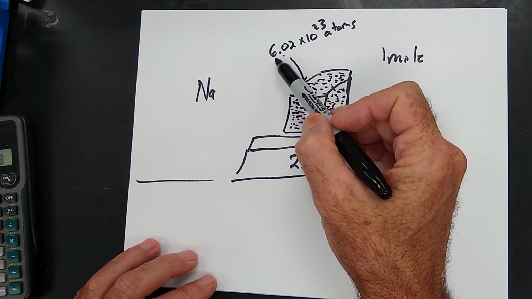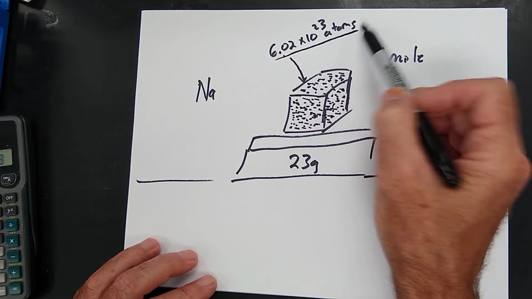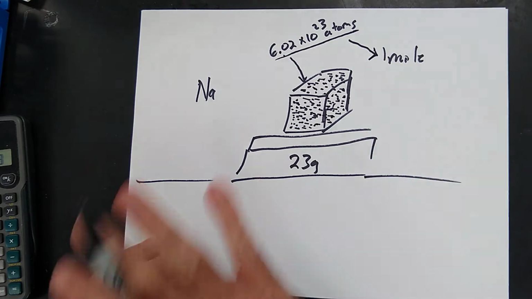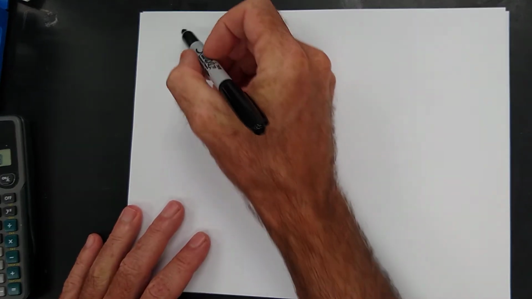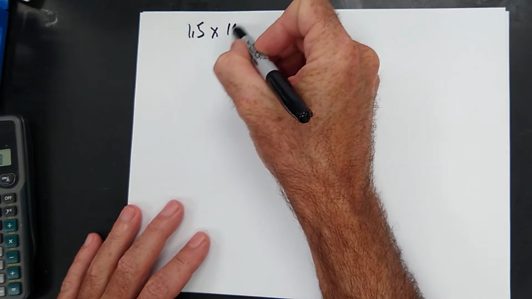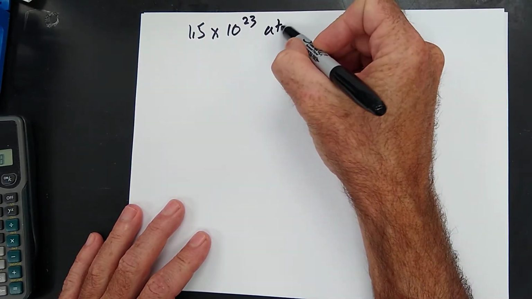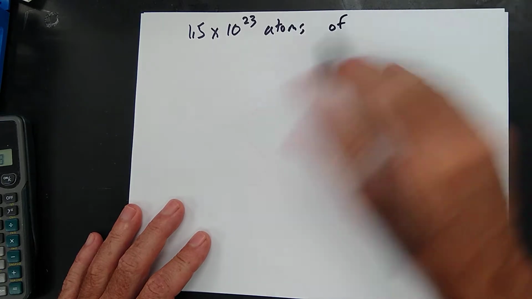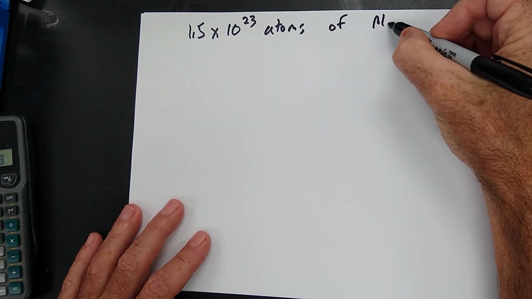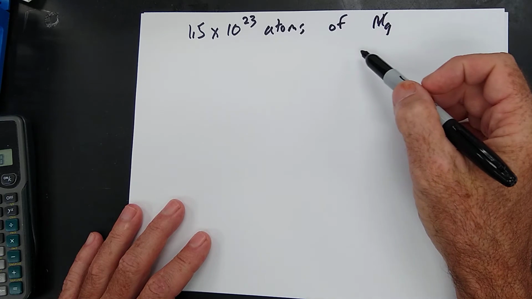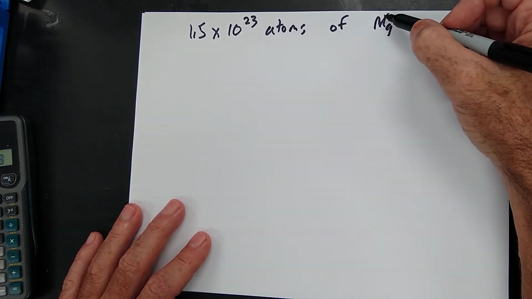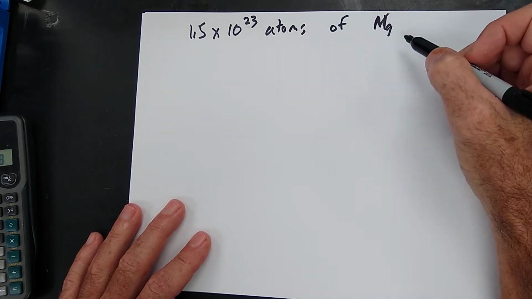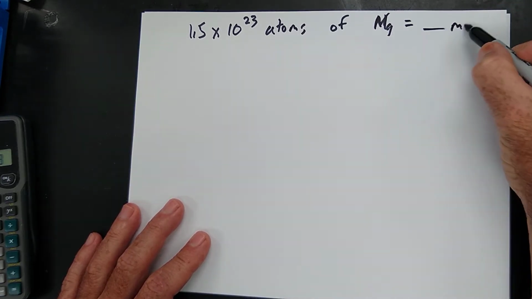Now, if we know that there's 6.02 times 10 to the 23rd atoms in 1 mole of anything, then we can make some really simple calculations. What if you had 1.5 times 10 to the 23rd atoms of anything? I'm going to write magnesium, okay? But I could write sodium, potassium, phosphorus, sulfur. I could write anything right here. How many moles would I have?